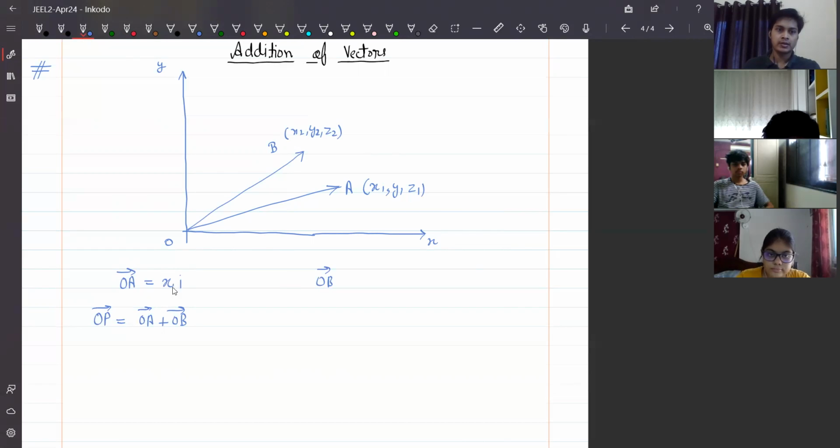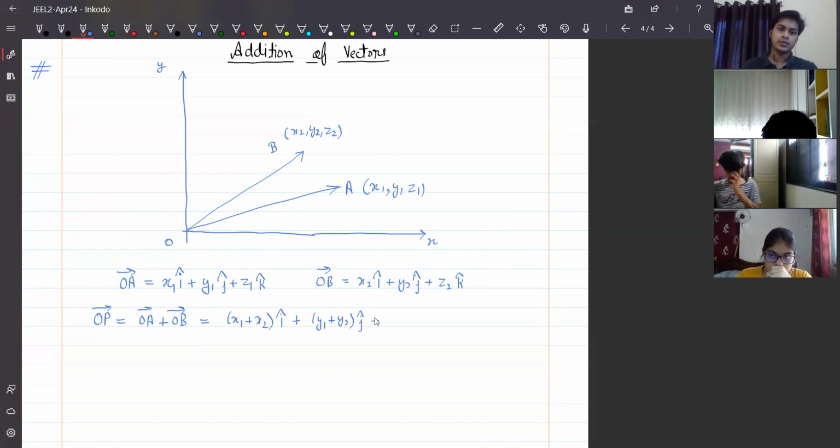So first I'll write the value and then we'll see what it means. OA vector is x1 i cap plus y1 j cap plus z1 k cap, and OB vector is x2 i cap plus y2 j cap plus z2 k cap. If you add these two, i cap can be added to i cap, so this gives x1 plus x2 i cap. j cap with j cap, so y1 plus y2 j cap, and z1 plus z2 k cap.